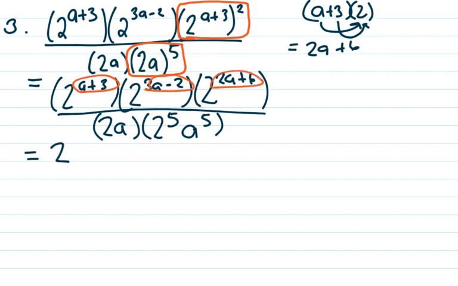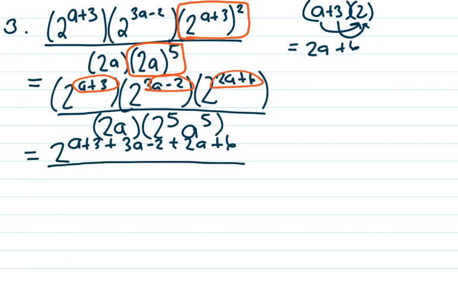So I'll have 2 to the power of a plus 3 plus 3a minus 2 plus 2a plus 6 divided by, and I'm also going to add the exponents on the bottom here, so you have to imagine a 1 and a 1, and then I have 1 plus 5 is 6, so 2 to the power of 6 times a to the power of 6.